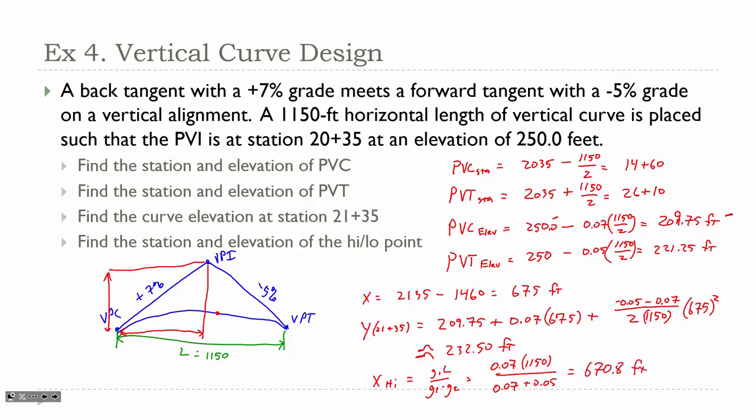So 670.8 feet. Then to find the elevation, we take that number and plug it back up into this equation. We would replace 675 with 670.8 to get the elevation. You don't need to go through that calculation.